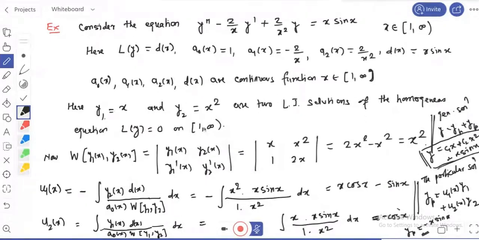So by using the method of variation of parameters, you can easily solve this type of equation. Okay, so that part was missing. That's why we have done this part.